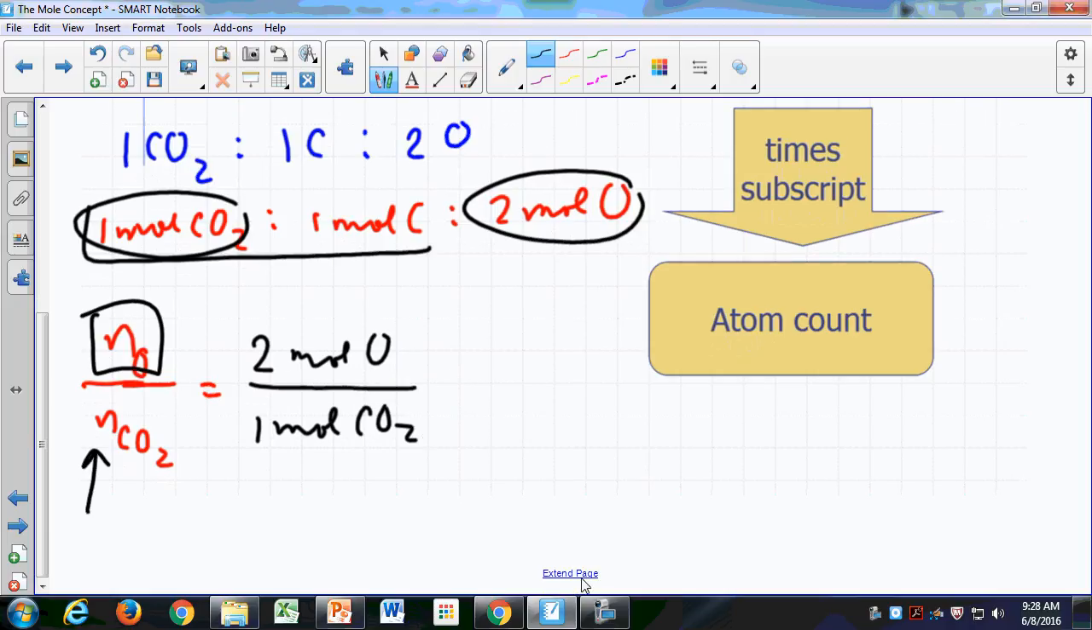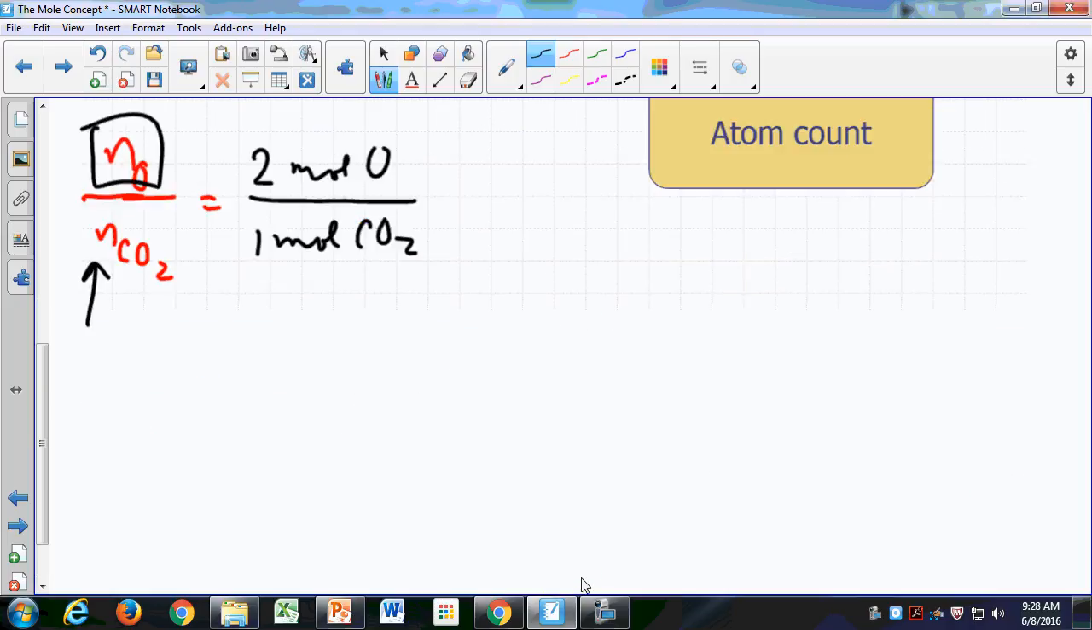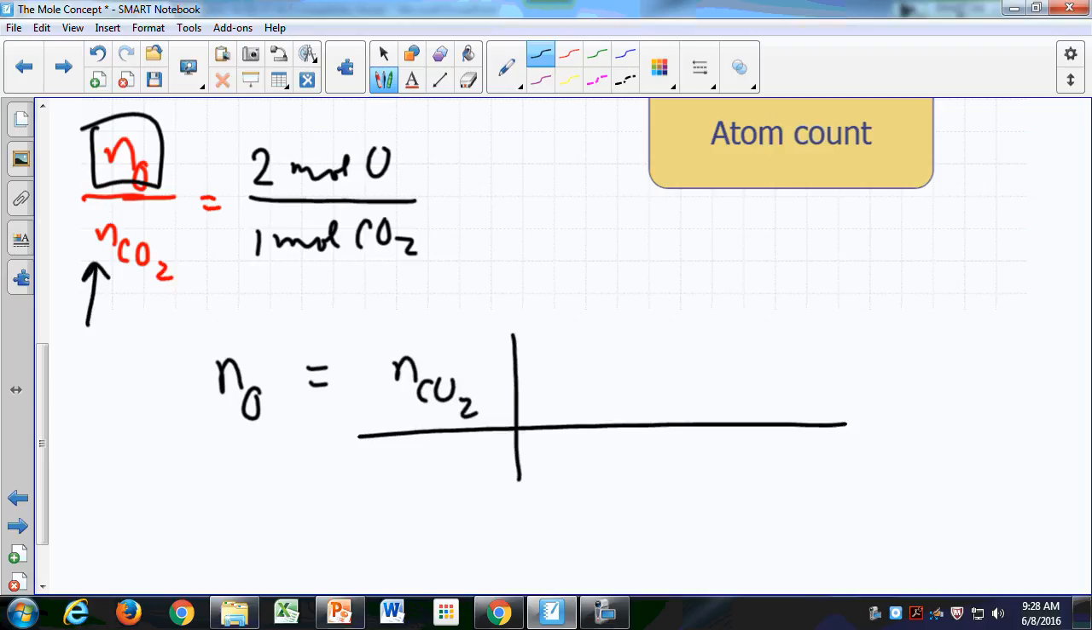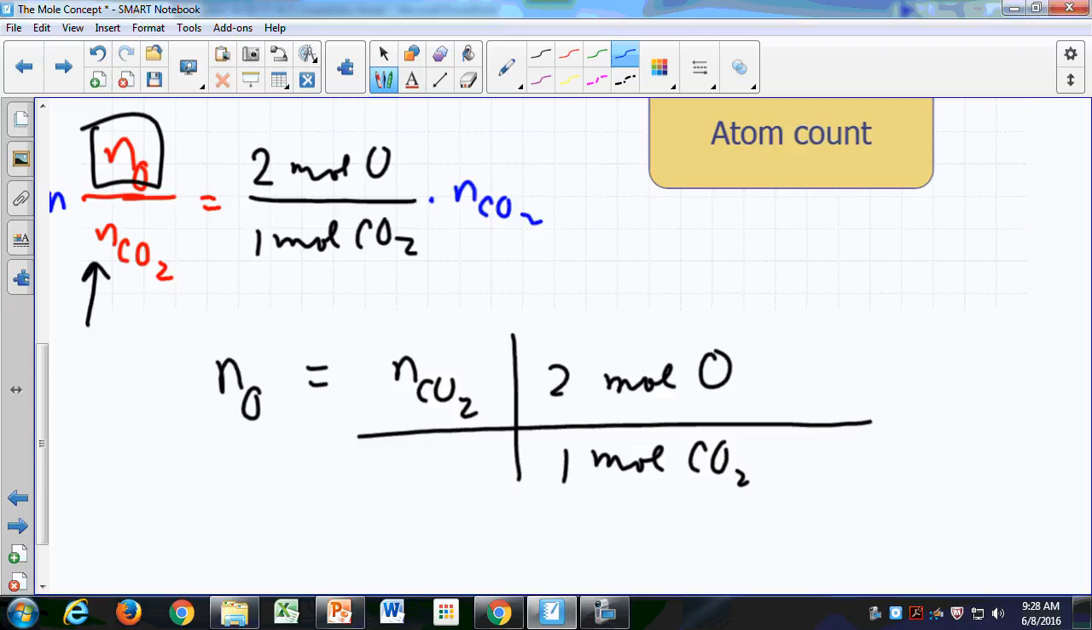So I can say moles of oxygen equals moles of CO2 times 2 moles of oxygen over 1 mole of CO2. Basically, what did I do here? Multiply both sides by moles of CO2, which I know, right? So moles of CO2 right here, and that ratio of subscripts, basically, ratio of the subscript for 1 mole of molecule would be your conversion factor.